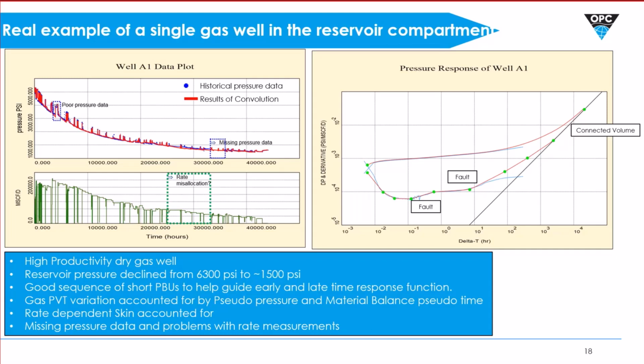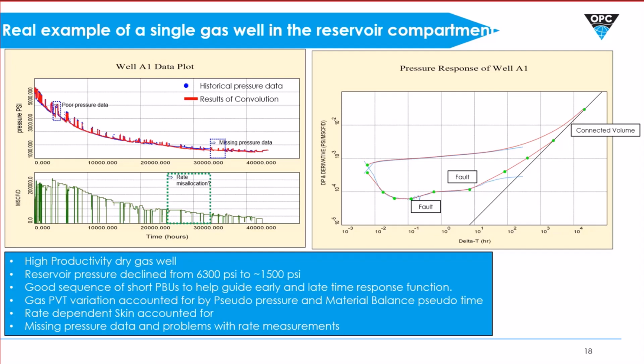So I want to show you a real example using ConvEx. This is a single gas well in a reservoir compartment. This is a multi-well reservoir, but our analysis showed that this well is not connected to any of the other wells. So it's a high productivity dry gas well. The reservoir pressure declined from 6,300 psi to around 1,500 psi. There's a good sequence of short PDUs to help guide early and late time response functions. The gas PVT varies, and this is accounted for by pseudo pressure and material balance pseudo time. And we've also accounted for the rate dependent skin.